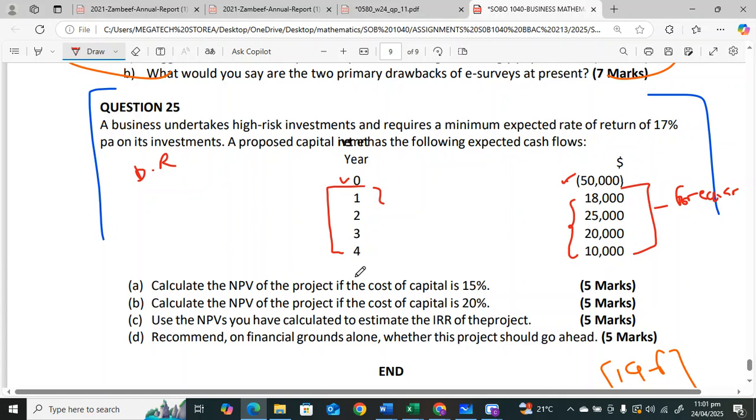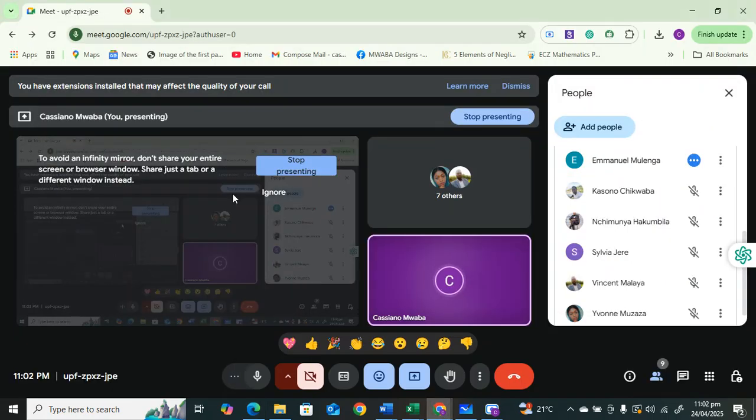Your discount rate is what you call the cost of capital. The cost of capital, in simple words, is just the return you need to give the person who has financed you. For example, if you lend me 1,000 kwacha and you say you want interest at 10%, that interest at 10% is my cost of capital, because that's the return I need to give you for financing me.